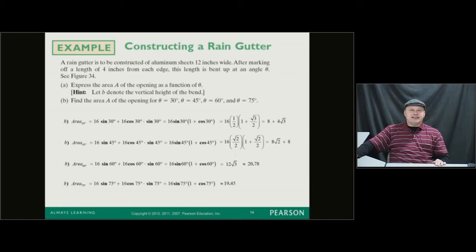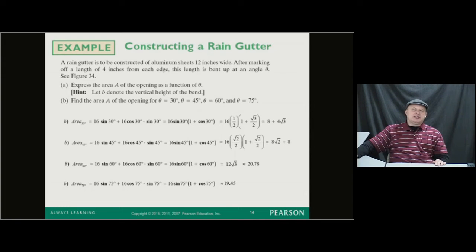All righty? Now, I want you to notice something here. Look at the answer to the last two problems, the area of the 60 degree one and the area of the 75 degree one. Notice that the area actually went down from 20 to 19 something, because when you bent it up too far, it didn't allow as much water to flow through it.